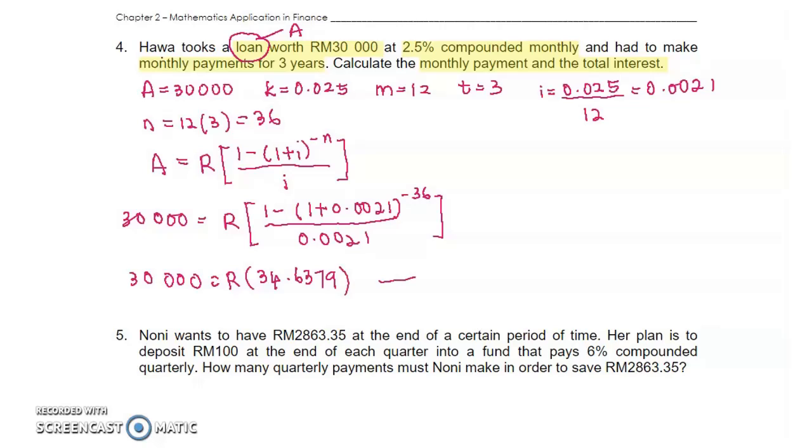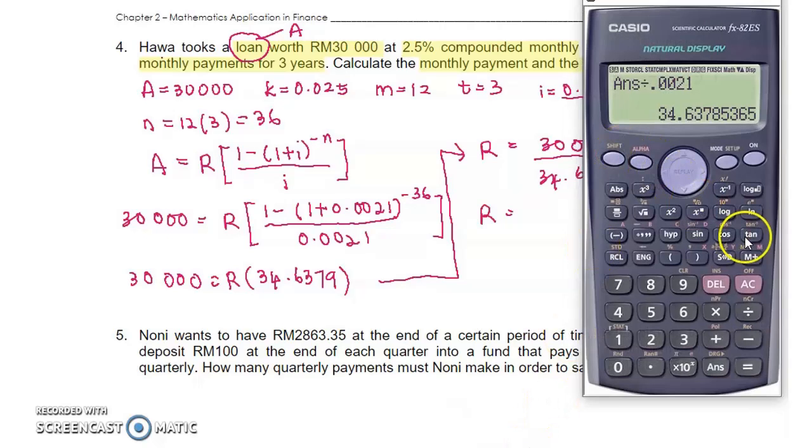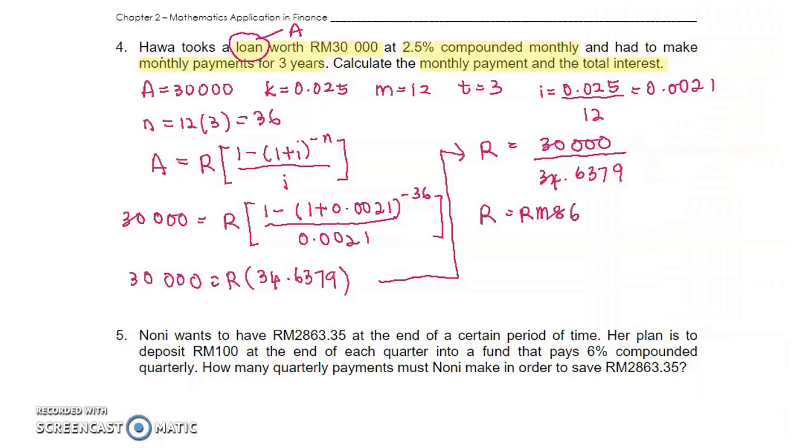So R equal to 30,000 divided by 34.6379. So R is 866.10.